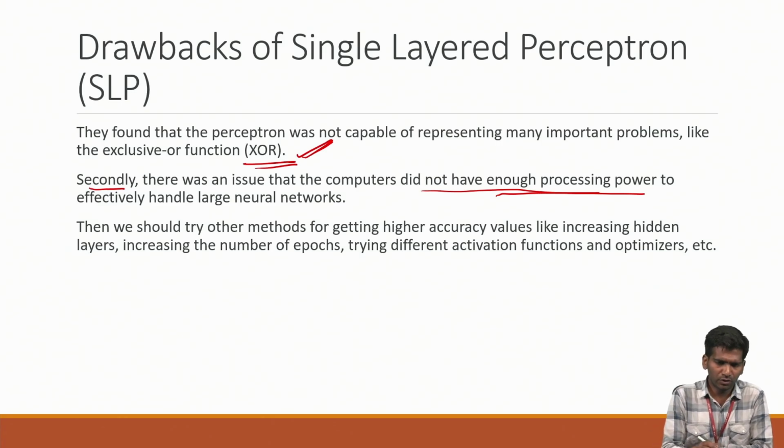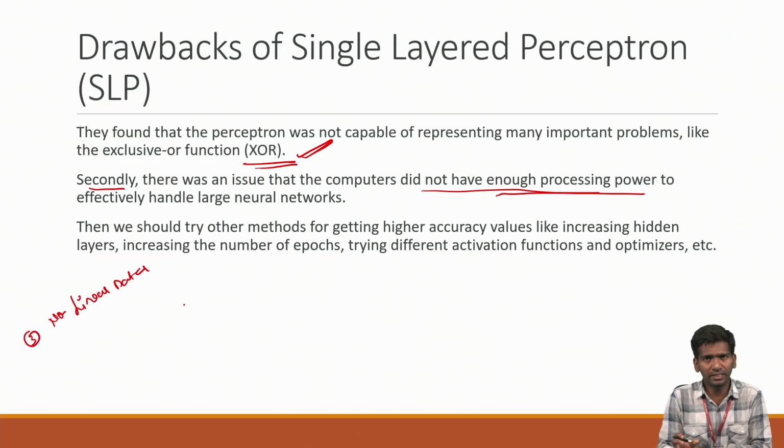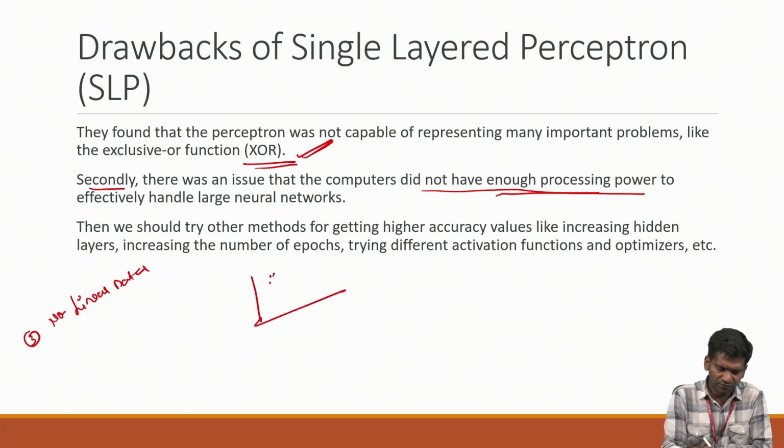And one more thing: it cannot separate non-linear data. Non-linear data is not supported by SLP. This is the third one. So what is non-linear data and what is linear data? Suppose I have two different sets of points. If we use one separator, one set of points gets separated from the other. If the data is separable like this, then we can use a single layer perceptron.